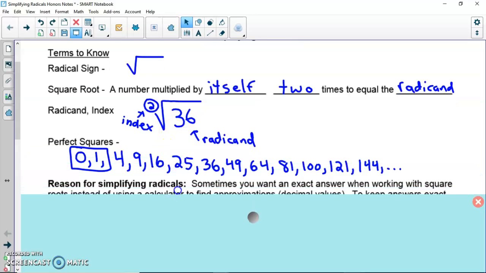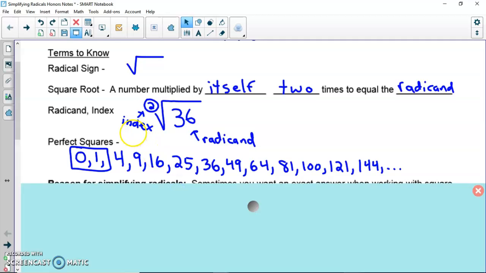Perfect squares. We're going to be using perfect squares a lot for simplifying radicals. Remember, your perfect squares are numbers you can take square roots of that give you whole numbers. So the way you can create a list of perfect squares is just take every number and square it. So 0 squared is 0, 1 squared is 1. Those are really your first two perfect squares. But when we simplify radicals, 0 and 1 won't really be used. That's why I put a box around them.